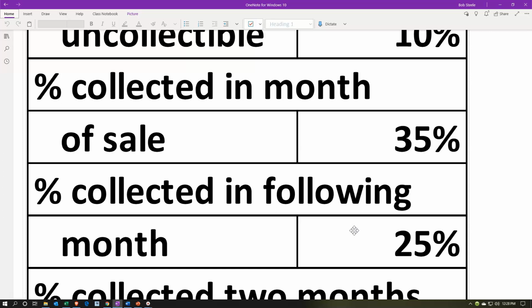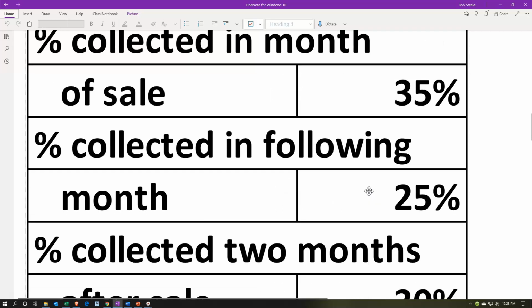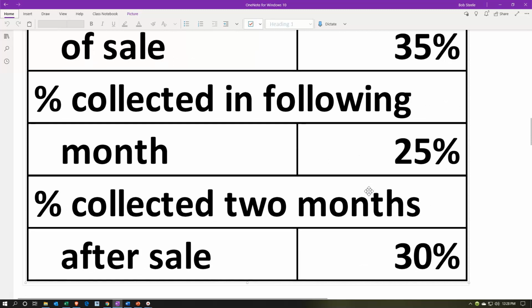And then percent collected in the month of sale. So we make the sale, and we're getting cash in the same month. So we can assume here that we made a sale on account, we invoiced the client, and they pay us within the same month that we invoiced: 35%. That's our assumption. Percent collected in the following month, meaning we did the work, we invoiced the client, we have them in accounts receivable, we try to collect on that, and we can't collect on it until the month following the month in which we actually did the work and sent out the invoice.